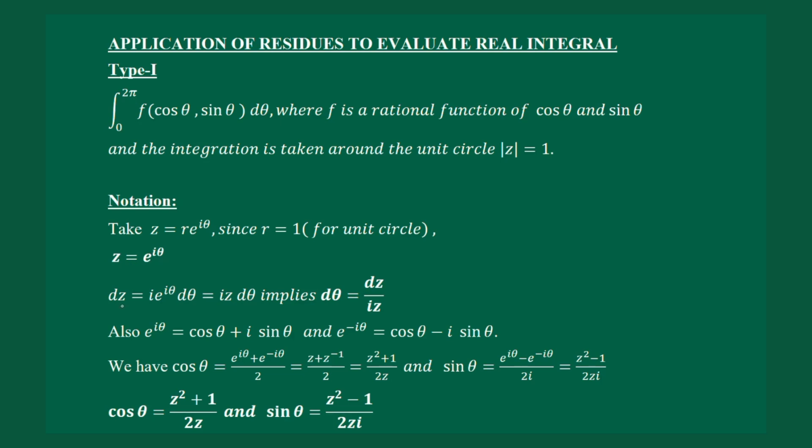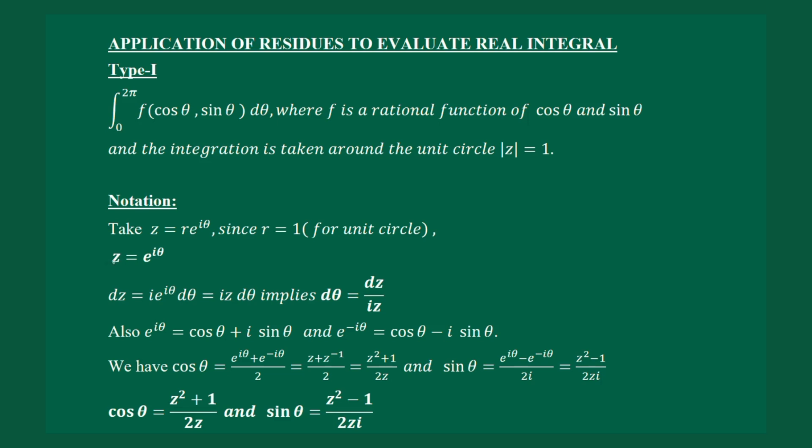Then we differentiate on both sides. So dz becomes i into e power i theta d theta. Again, this e power i theta can be replaced as z. So finally we can write d theta is equal to dz by iz. Why we are doing this is that the question is in terms of theta, and we have to convert it in terms of z. Then we have to do the integration. Because of that we are converting everything in terms of z.